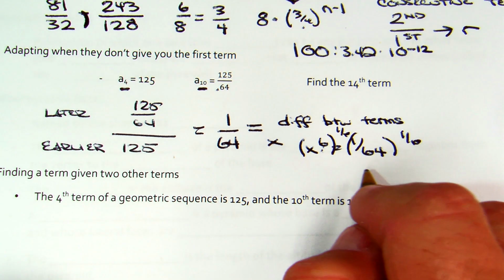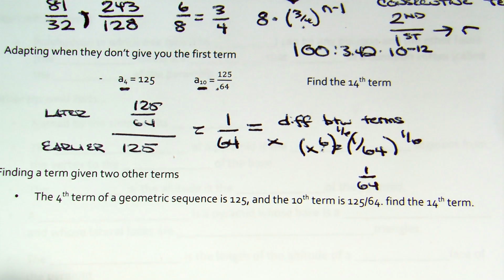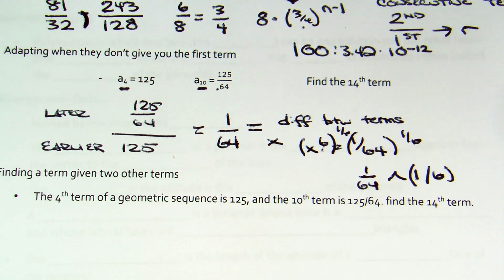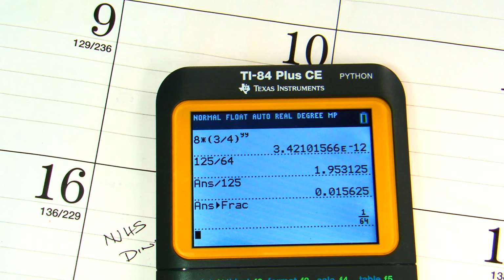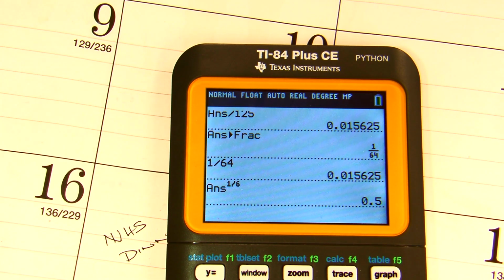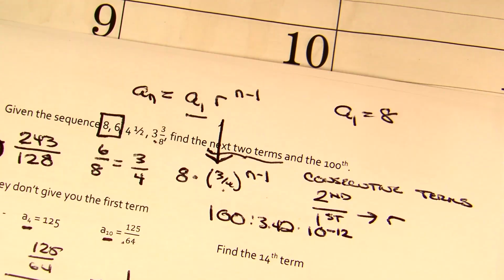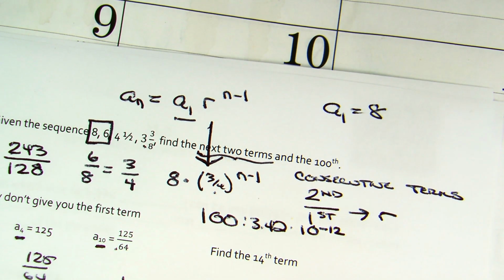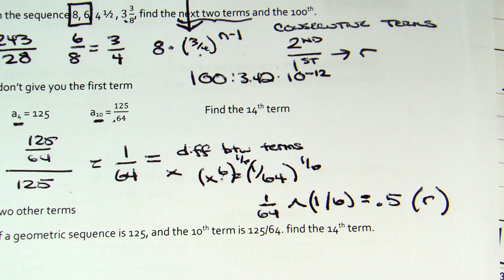So I'm going to go to my calculator and I'm going to do 1 over 64. I'm going to hit the exponent button and I'm going to enter 1 divided by 6. One divided by 64. 1 divided by 6. And I get 0.5. That, ladies and gentlemen, is your R.